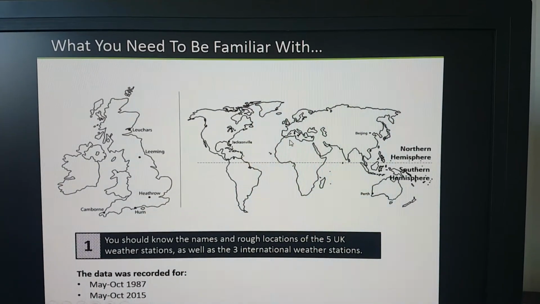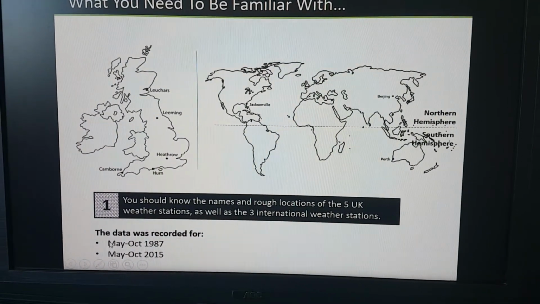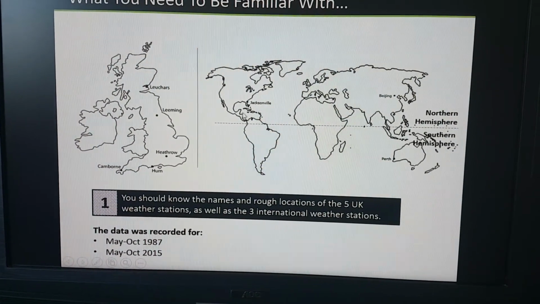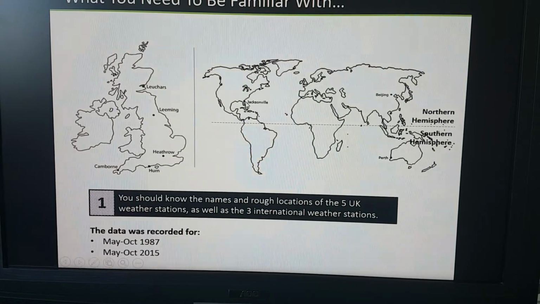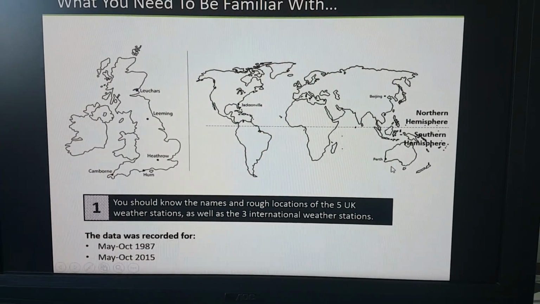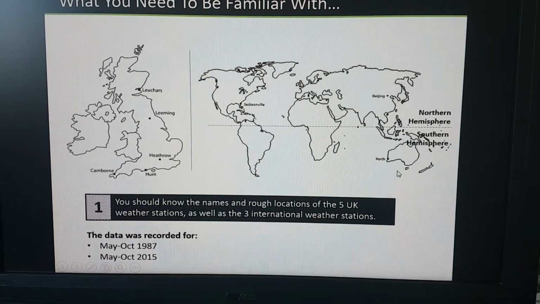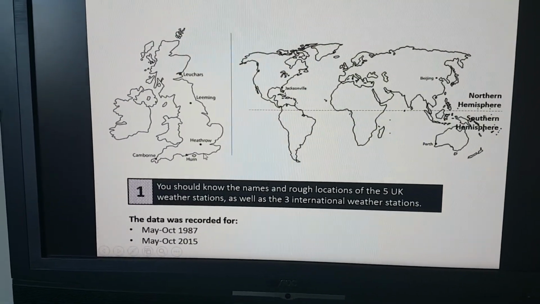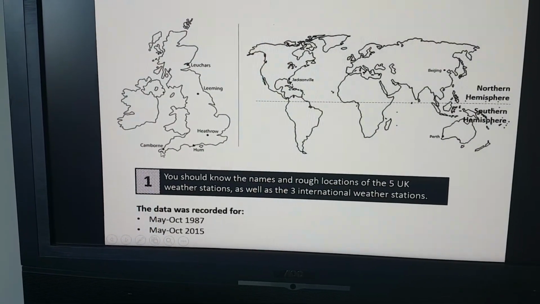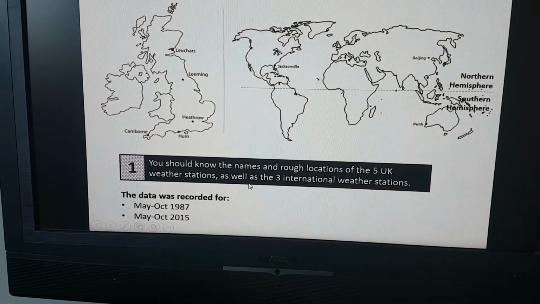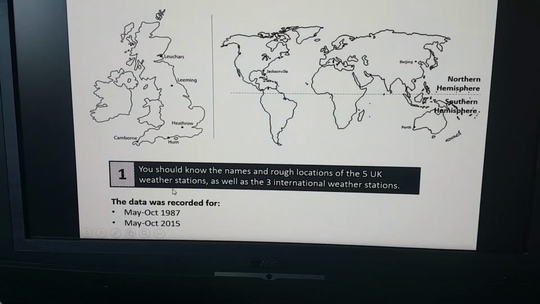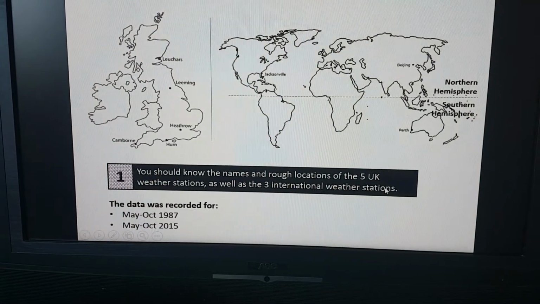You need to be familiar with those places. For example, where is Jacksonville? You need to know it's in the USA. Beijing. Perth is in Australia. And you need to know where those places are in the UK. So there are 5 weather stations in the UK, and 3 international weather stations.